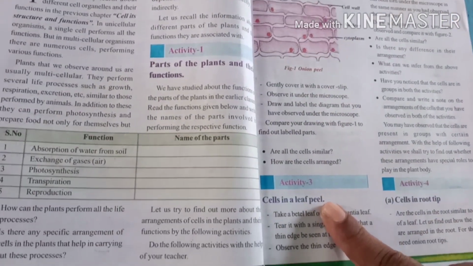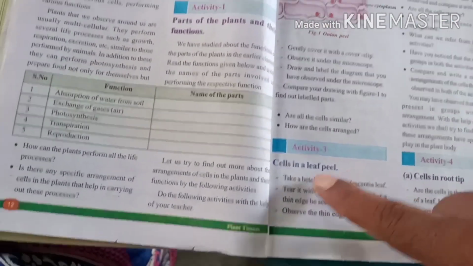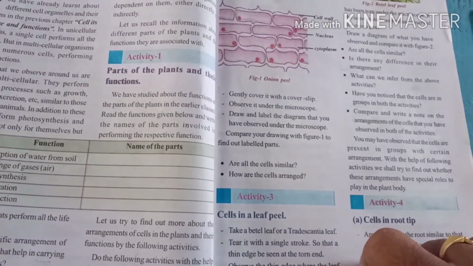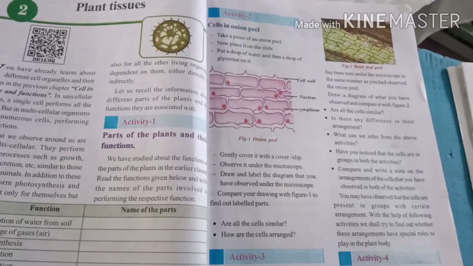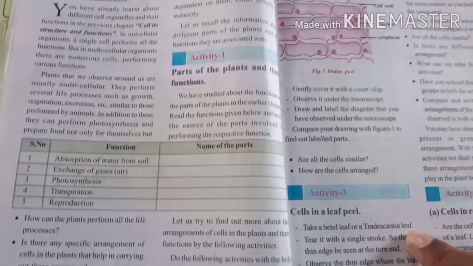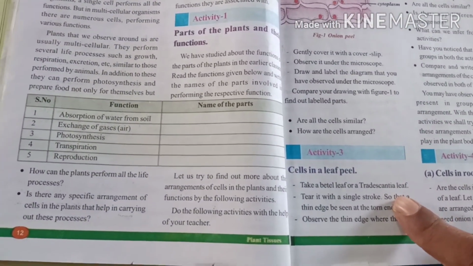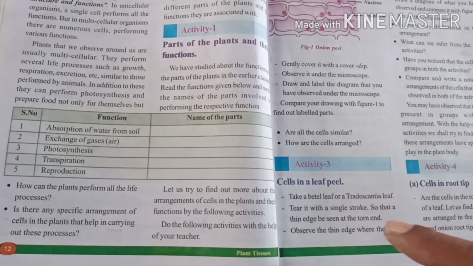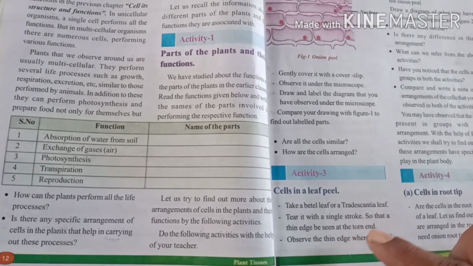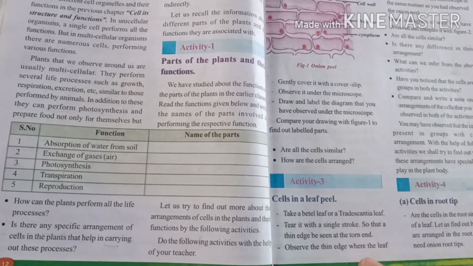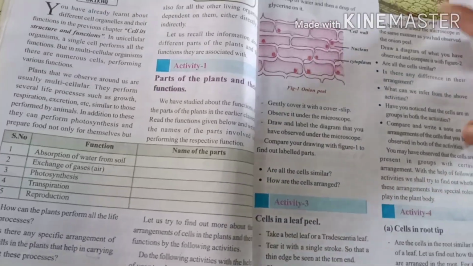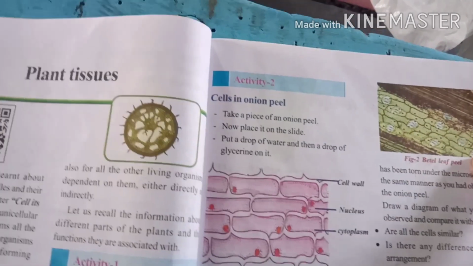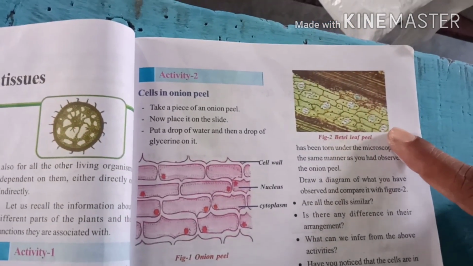Next, coming to activity number 3, it is nothing but cells in the leaf peel. This is an onion peel. This is the leaf peel. Take a betel leaf, or a Tradescantia leaf, or a betel leaf. Betel means tamalapaku. So take a leaf, tear it in a single stroke, and collect the white colored portion and place it on the glass plate. When we observe the leaf under the compound microscope, it appears as green colored patch-like structures.